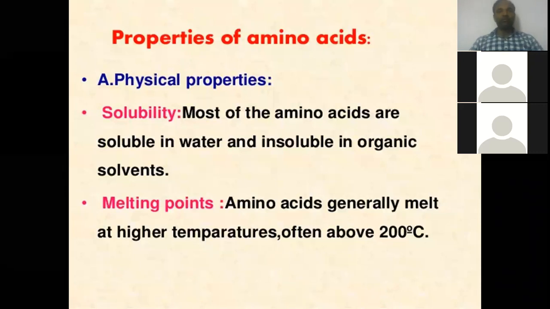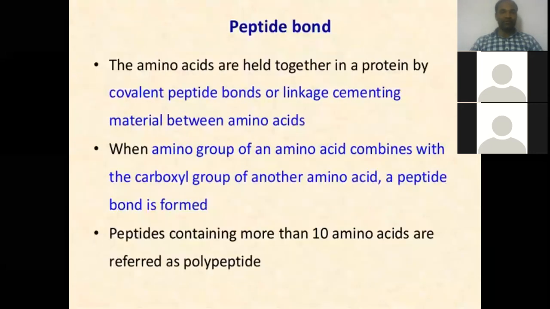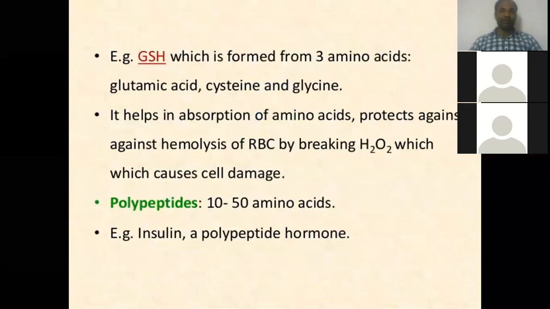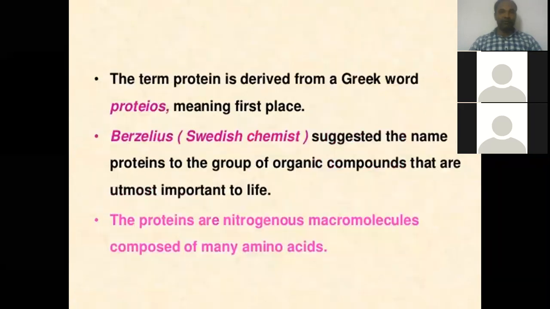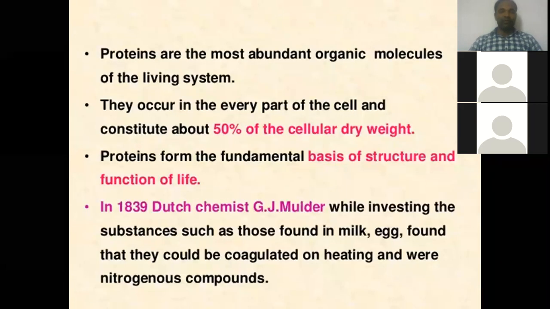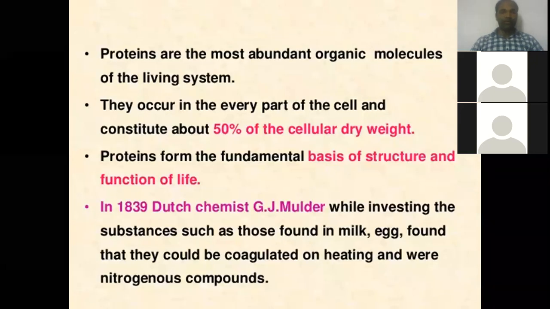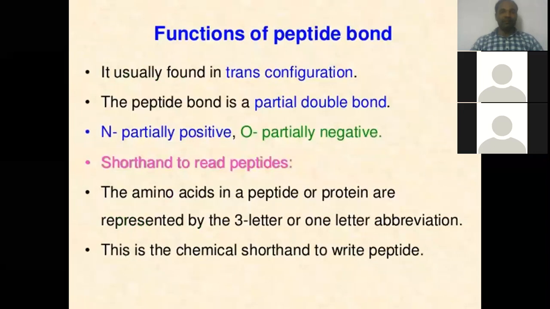Now here come the properties of amino acids. The properties of amino acids are related to physical properties, and physical properties involve solubility, melting points, taste, etc. And the last and very important point, which is in your syllabus also, is peptide bonds: peptide bonds and their functions, examples of peptide bonds, and later on we will take a simple account of proteins also.